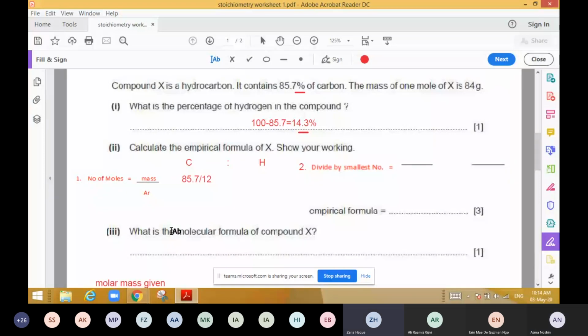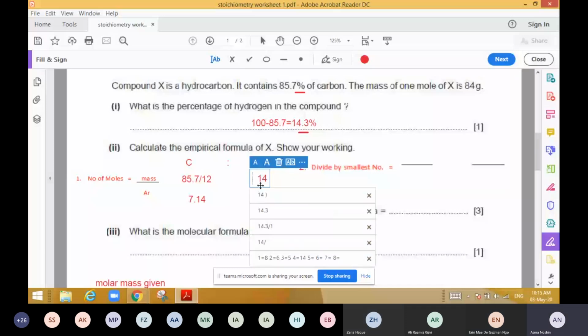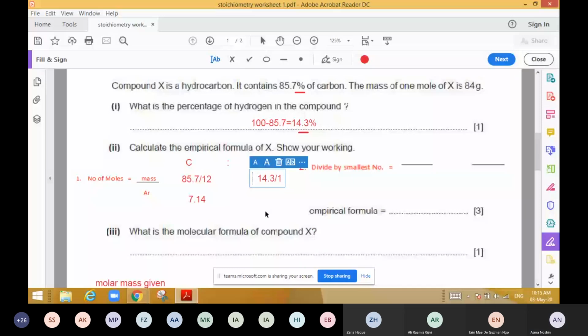7.14, or 7.1. Okay. What about this one on this side? What will it be? For hydrogen, it's 14.3 divided by 1, so it's still 14.3.